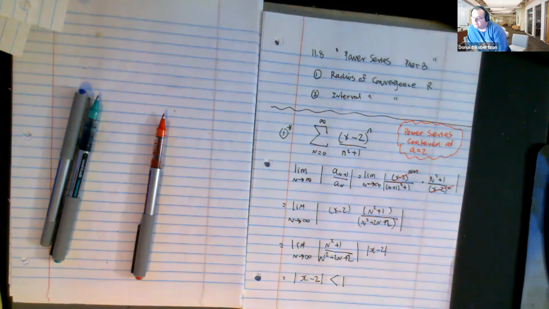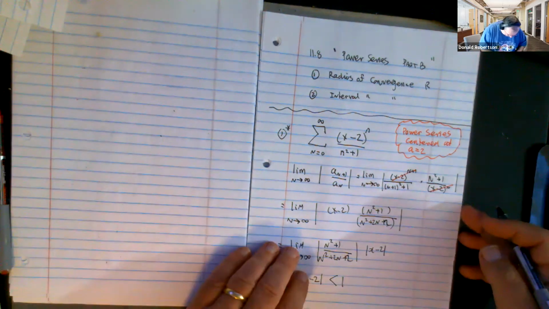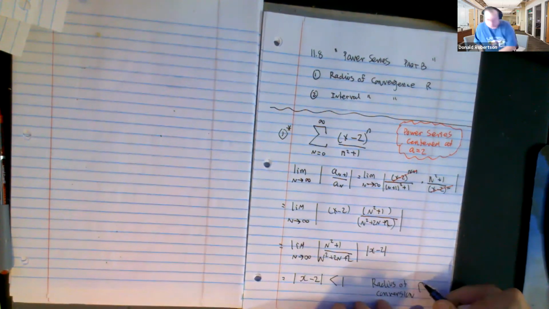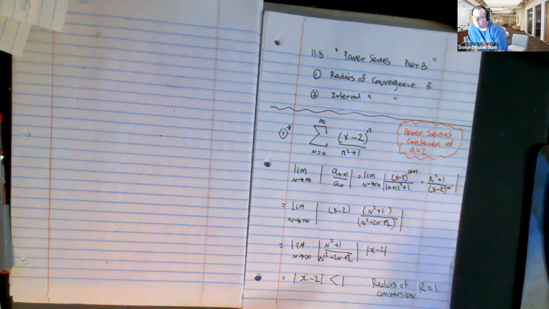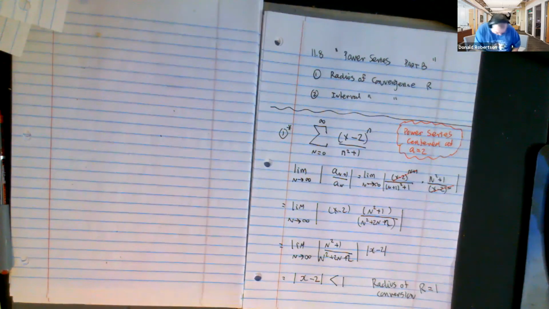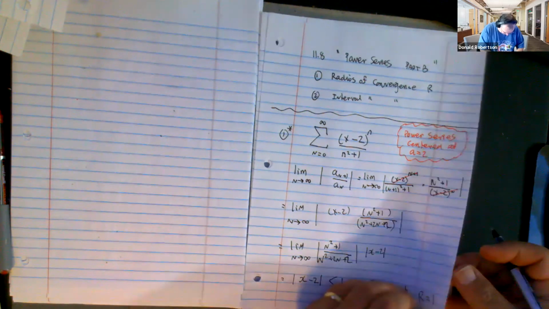Agreed? And so we now have half our answer. Isn't the radius of convergence, which we call capital R, isn't it 1? Okay. Now, interval of convergence. That's the bit that's a little bit trickier.